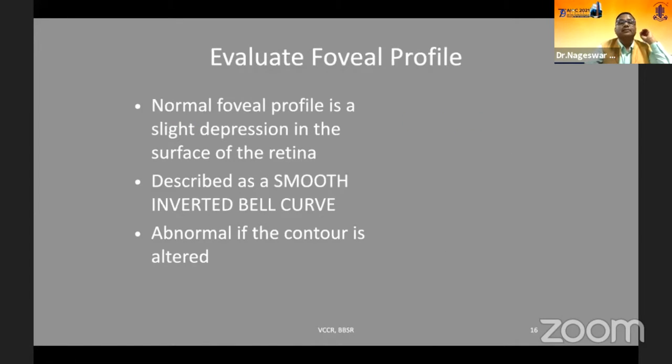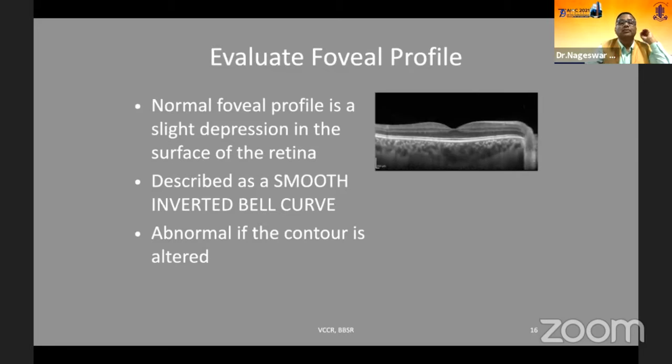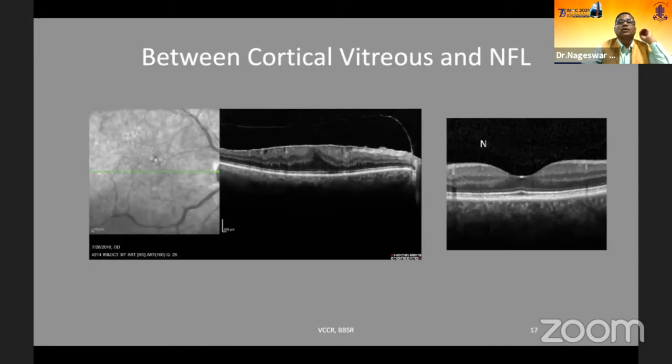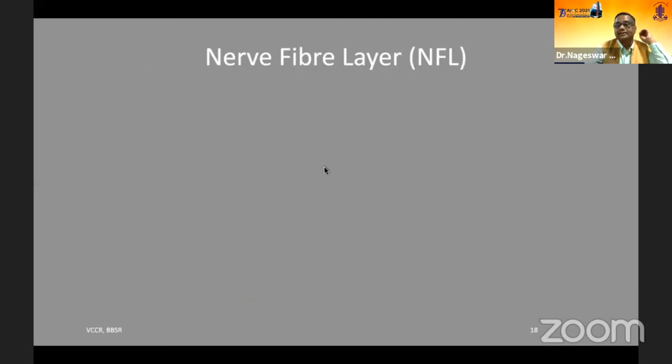How to evaluate the foveal profile. The normal foveal profile is a slight depression in the surface of the retina, described as a smooth inverted bell curve. This is it, and abnormally the contour is altered. Between the cortical vitreous and the NFL, the nerve fiber layer, usually this is normal, and if ERM is there, then it appears like this, and that is called ectopic inner foveal layer, that's EFIL. That means the foveal contour is a little bit changed.